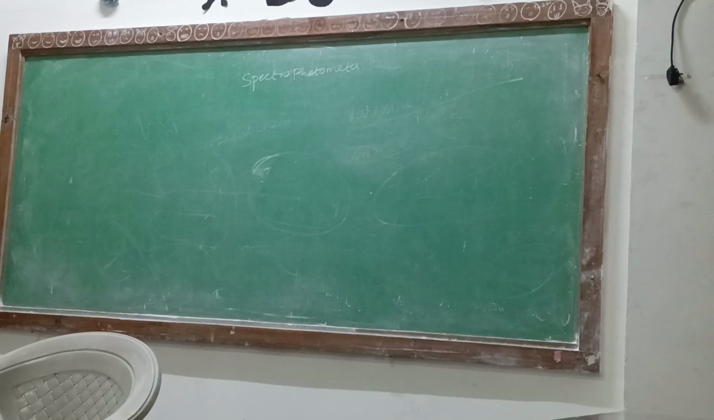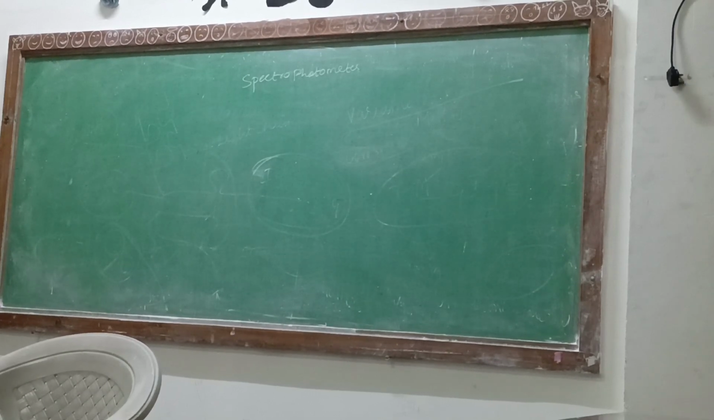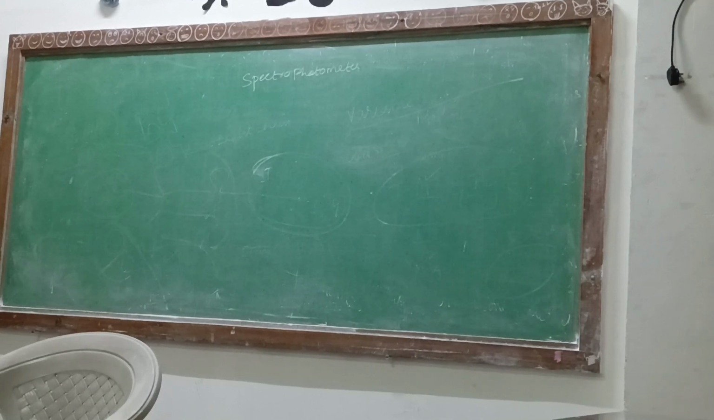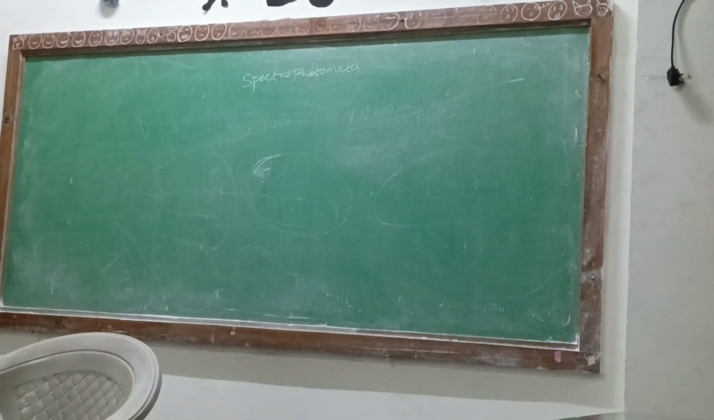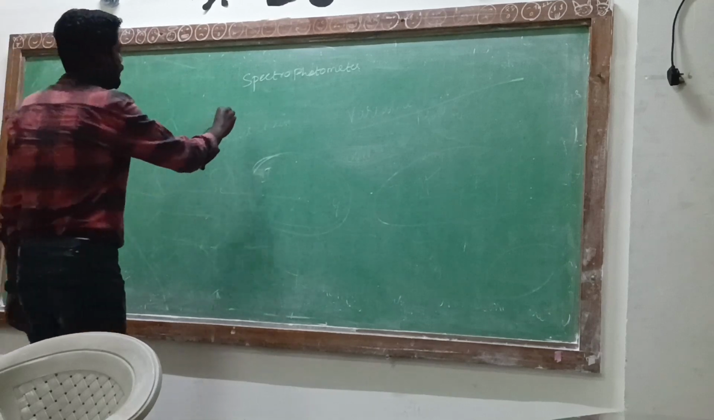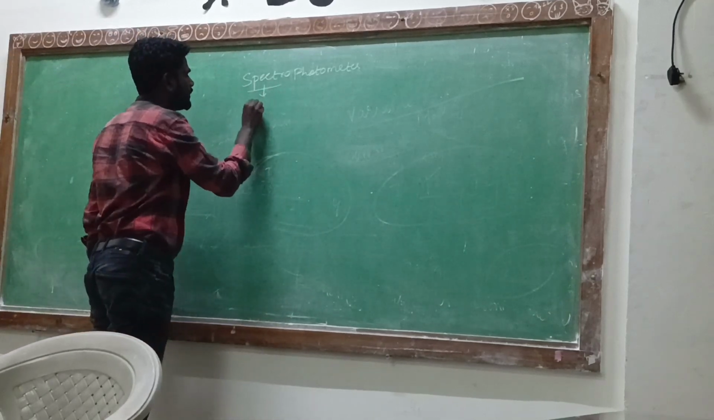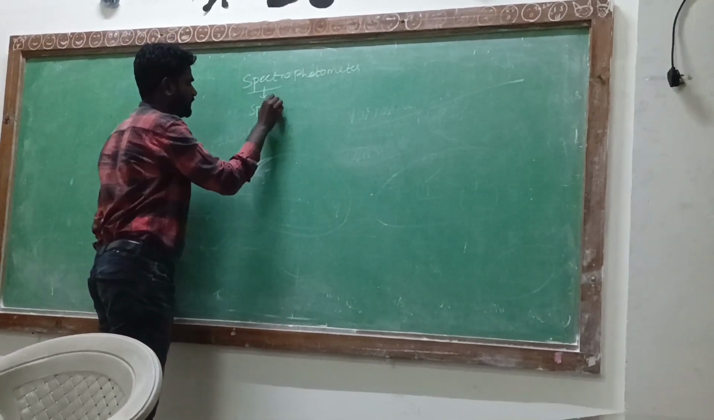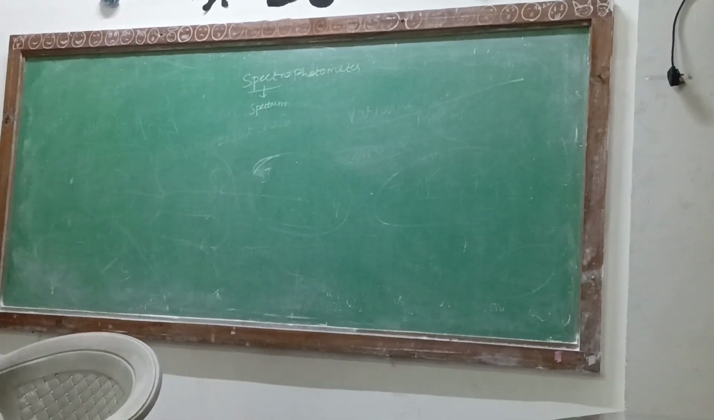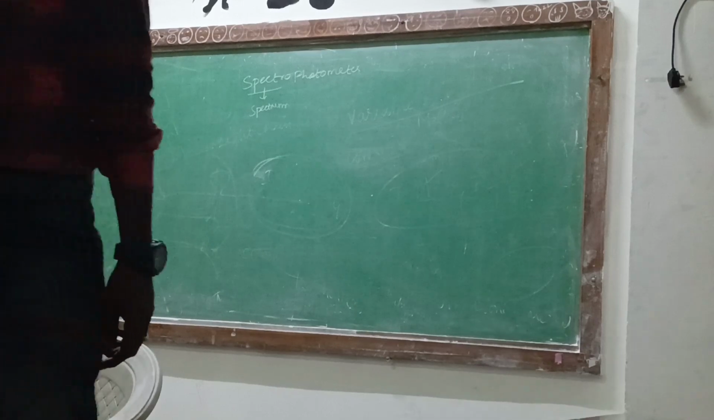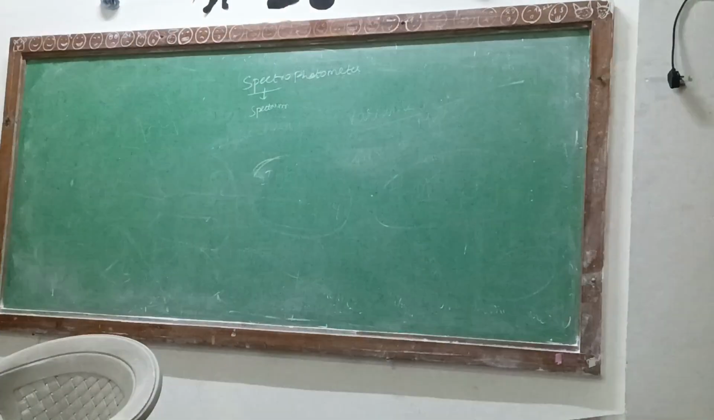Spectrophotometer is taken from two words, spectrum and photometer. The word spectrum means a set of 7 colors into which white light can be separated.